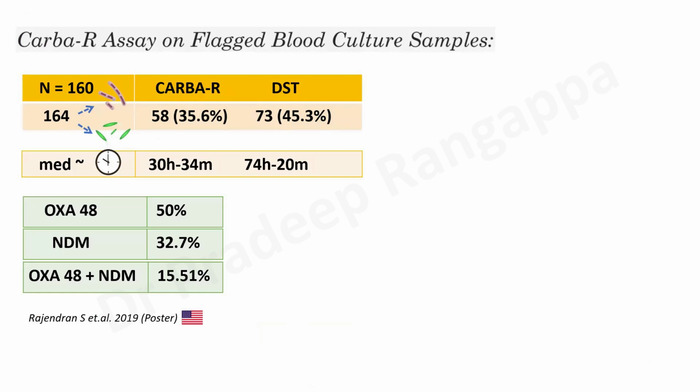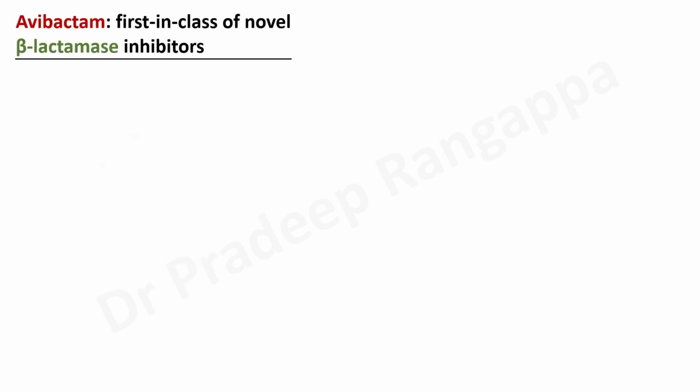So the rough ballpark you can keep in mind is that predominantly it's OXA48 which contributes to the resistance in Enterobacteriaceae, and a certain percentage will have NDM coexisting with OXA48. You could put that at around 10 to 15%, at least from all the data that we have been seeing, from the INFORM study to the Indian studies.